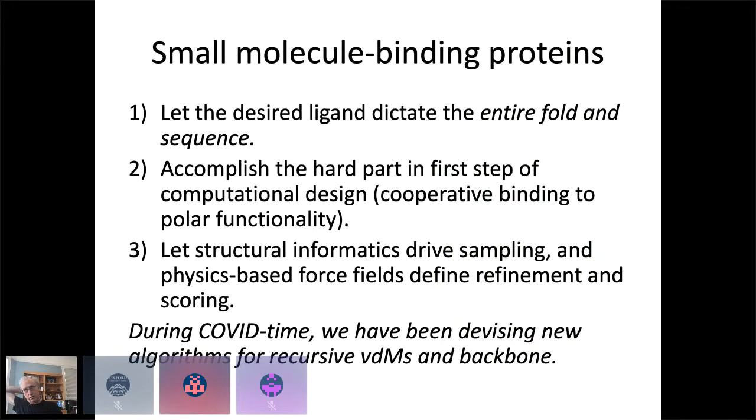So in summary, when we're thinking about small molecule binding protein design, we really let the desired ligand, the function, dictate the entire fold in detail, and then its sequence. We accomplish the hard part in the first step of computational design, which is cooperative binding of the polar functionality. And we let structural informatics drive sampling, but then physics-based force fields during refinement. And during COVID time, we have really begun devising new algorithms for recursive Vandermeers.